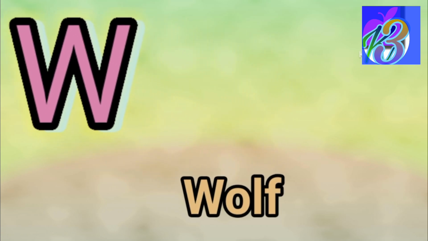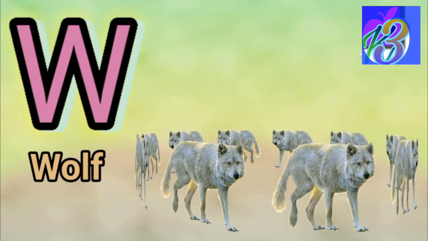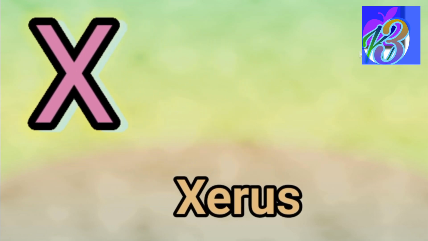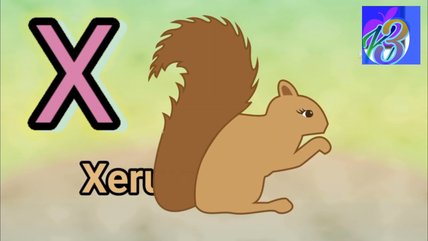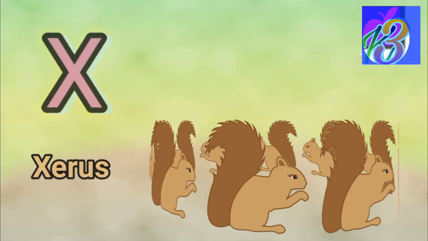W for wolf. A, B, C, D, E, F, G, H, I, J, K, L, M, N, O, P, Q, R, S, T, U, V, X for Xerus. X, Y, and Z. Now I know my ABCs.